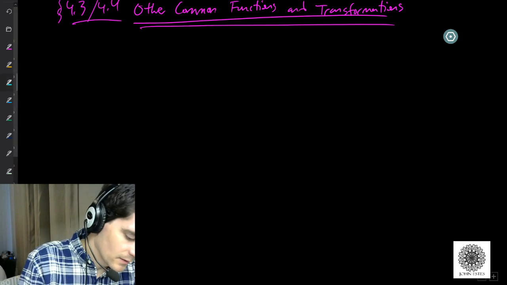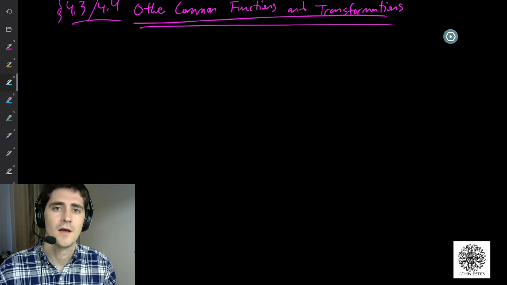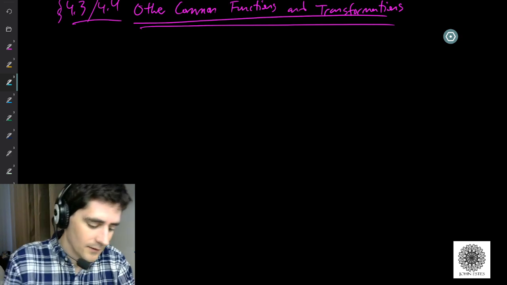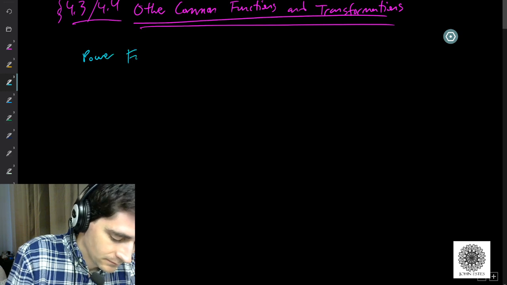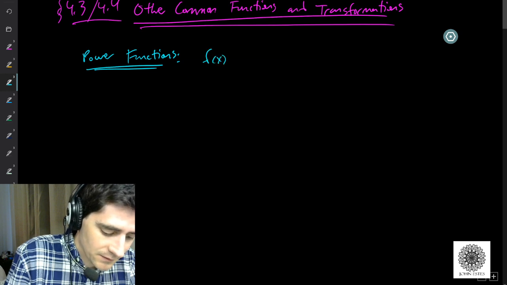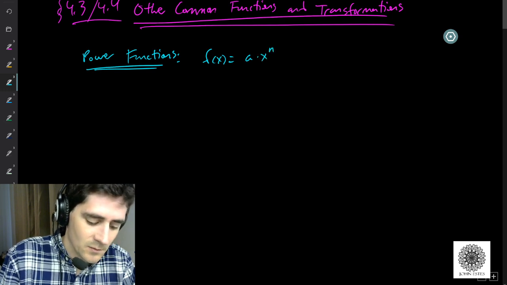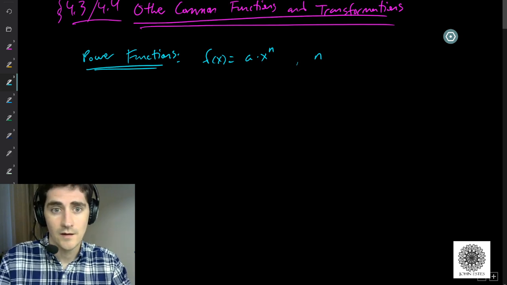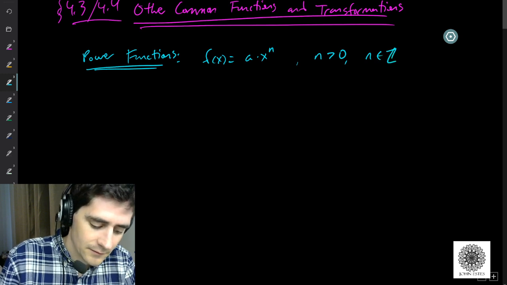Okay, so when we say other common functions, remember we just talked about linear functions and quadratic functions. And so this is kind of a continuation of that talk. The other kind of functions that we're looking at are what we call power functions. Power functions look like this. So let's say f of x equals some constant a times x to the n power. And here we mean n being an integer that's positive. So n greater than 0, n an integer.